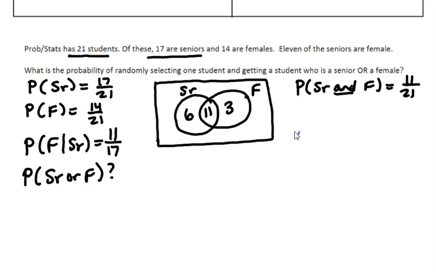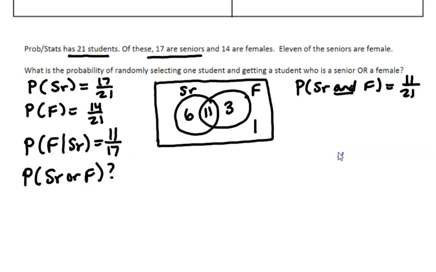Now, have we accounted for all of our 21 students? We have 6 plus 11 are the 17 seniors. There's another 3 females that aren't seniors, so that's 20, but we have 21 students, so there's 1 student here who is not a senior or a female. So this is our male who is a junior, it happens.